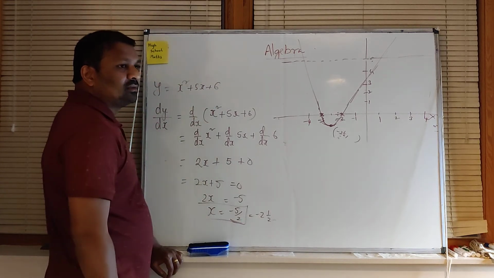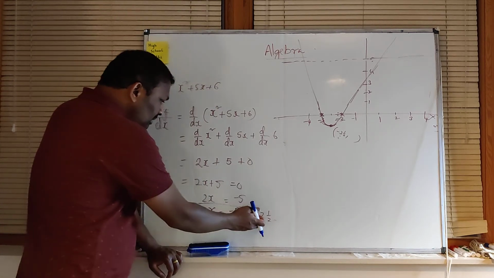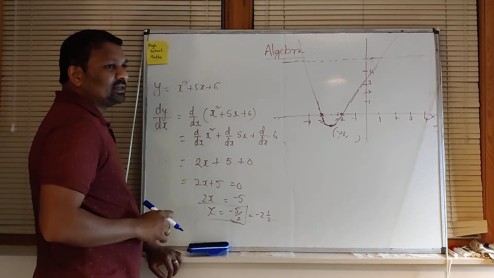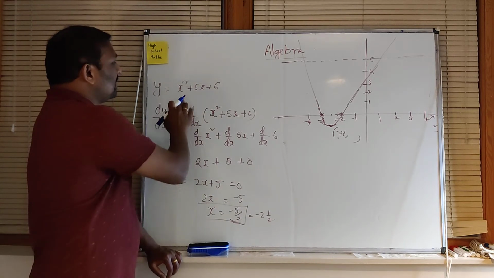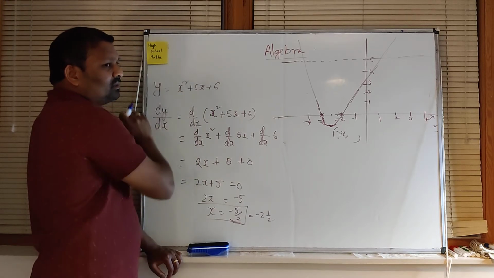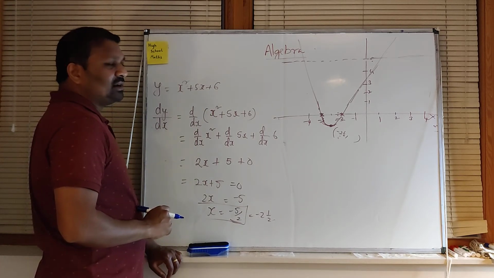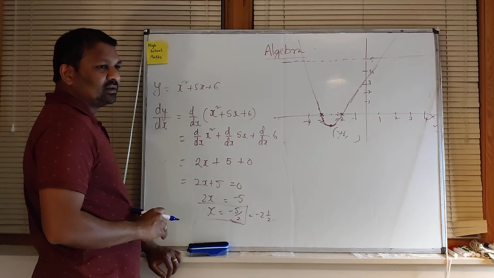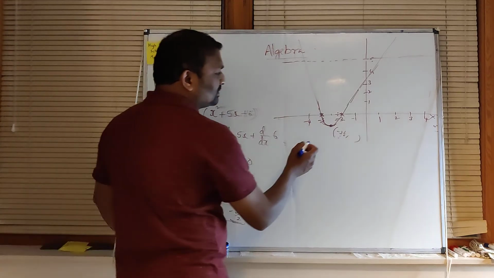How do you know y there? I have to substitute the value of x as minus 2.5 and calculate that one. We'll get to know the value of y, whether it will be a negative y or positive y. Surely negative, because by seeing we can tell easily.